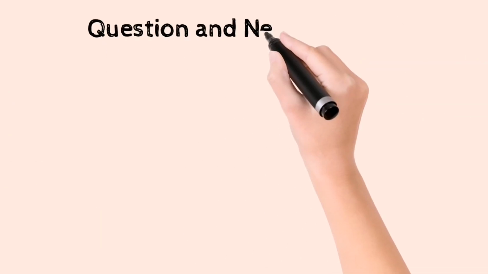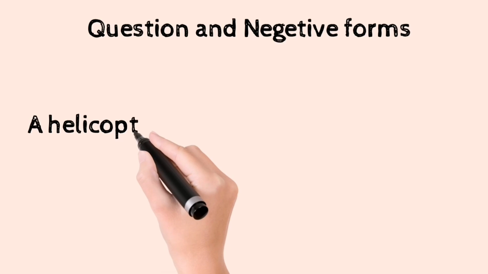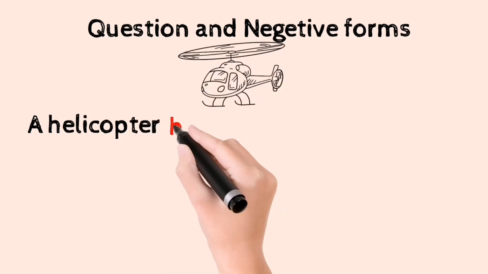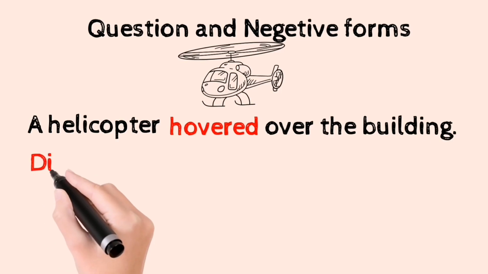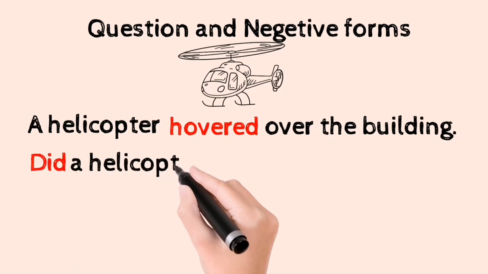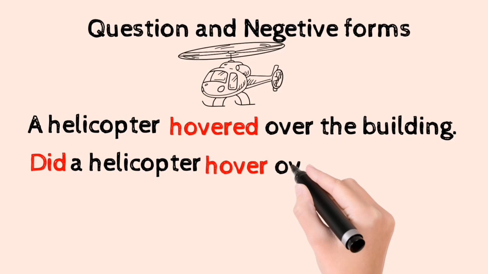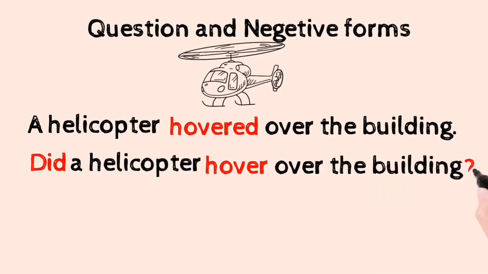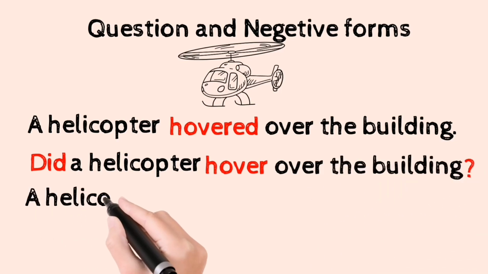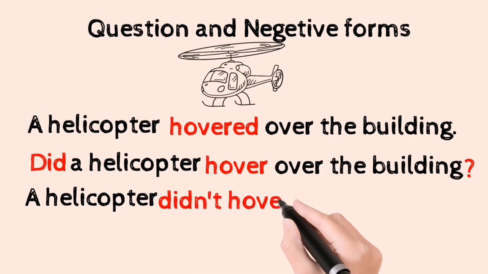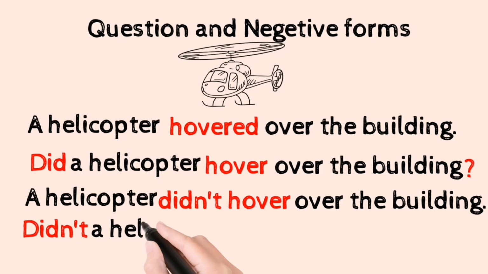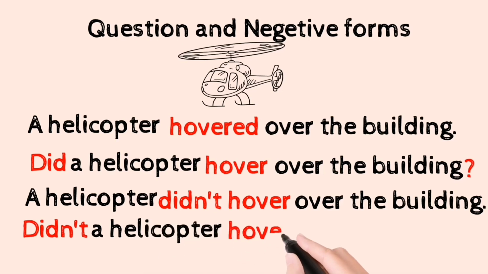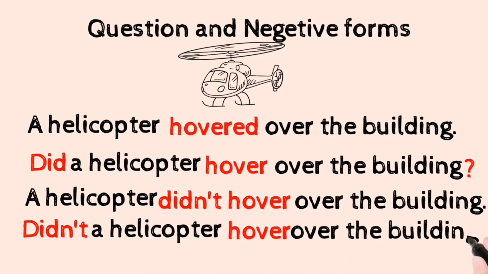Now let's form questions and negative sentences in simple past form. A helicopter hovered over the building is a positive sentence or an affirmative sentence. Did a helicopter hover over the building? It's a question. A helicopter didn't hover over the building. This is an example for a negative sentence. Didn't a helicopter hover over the building? This is a negative question.